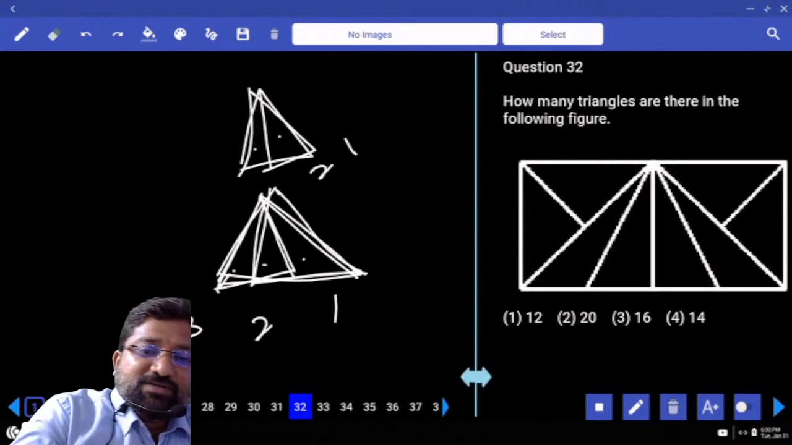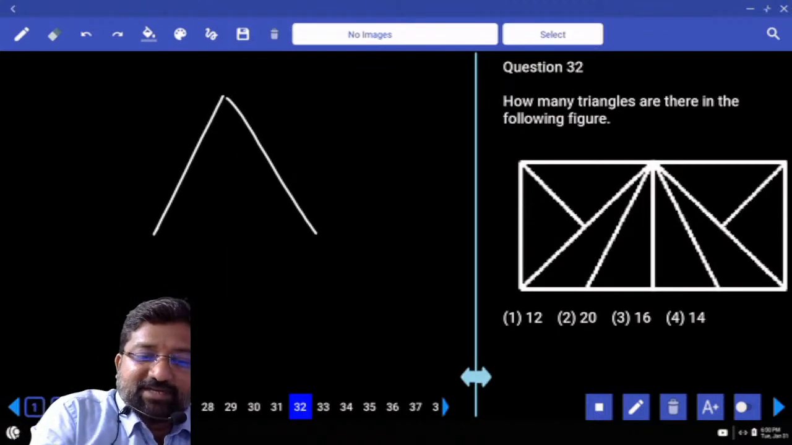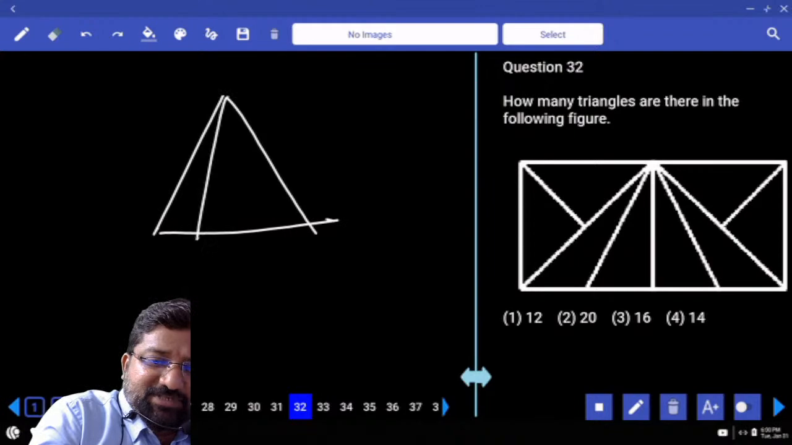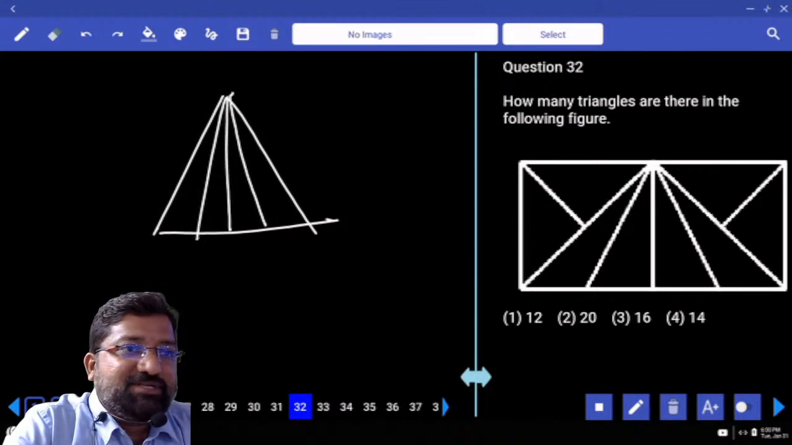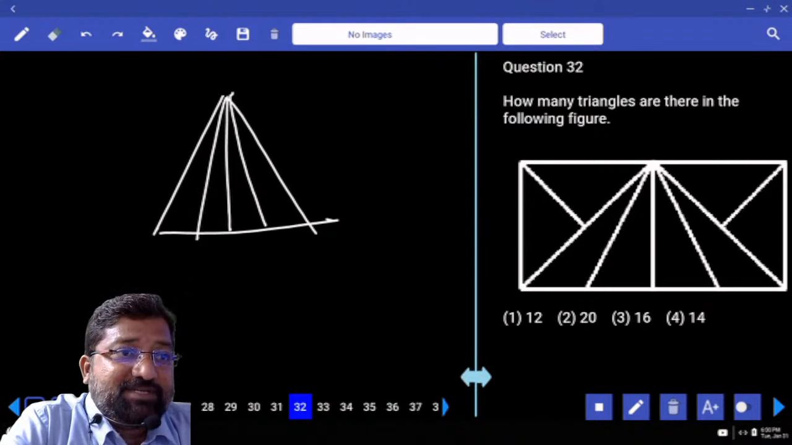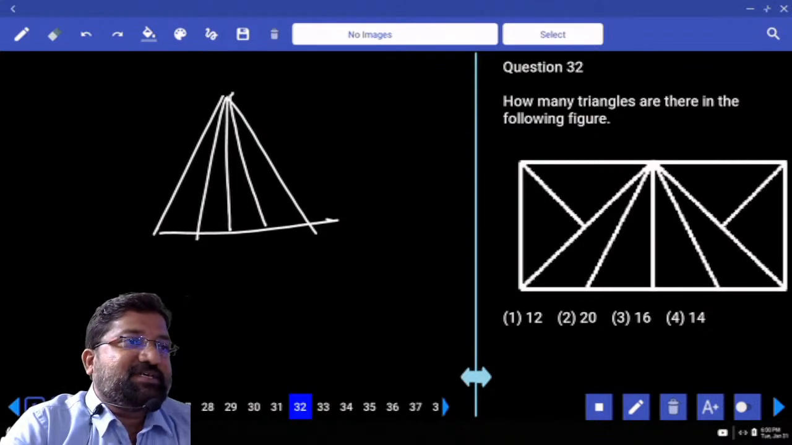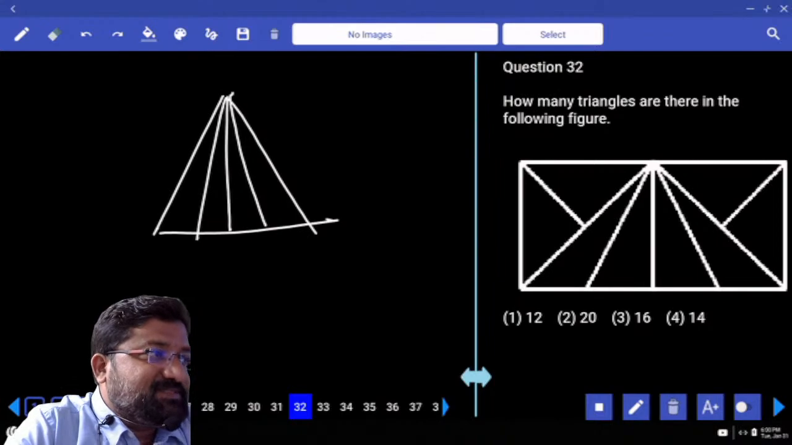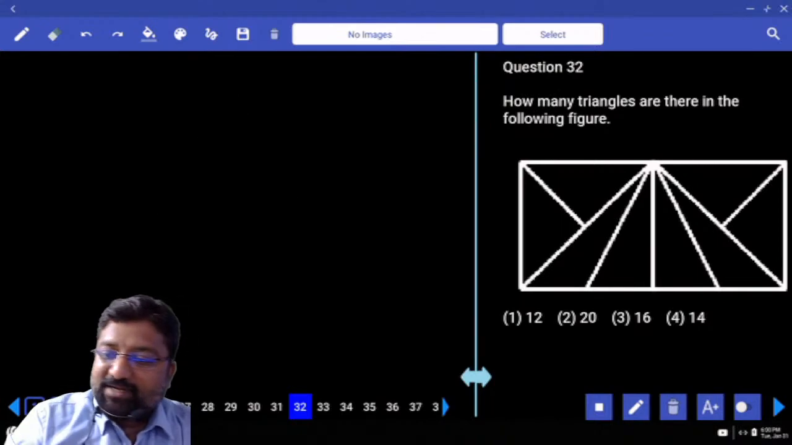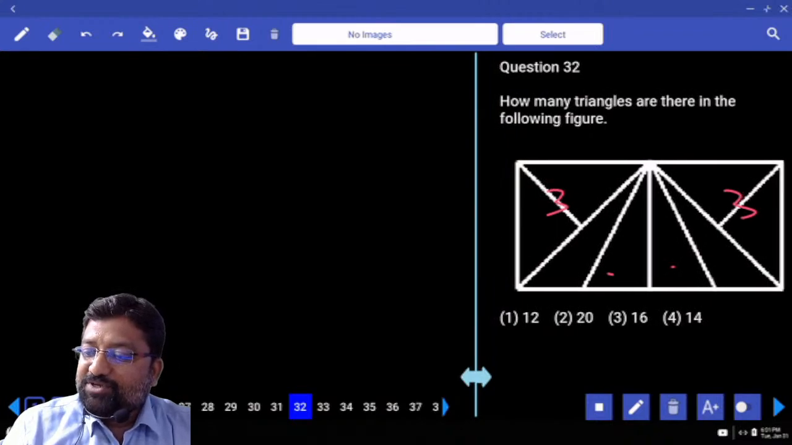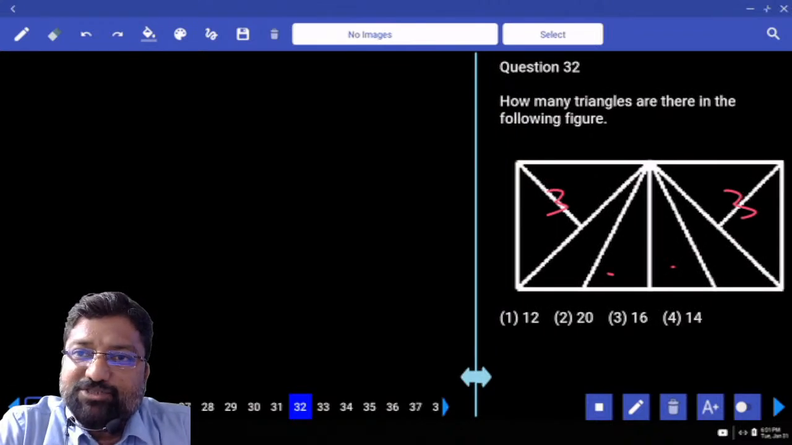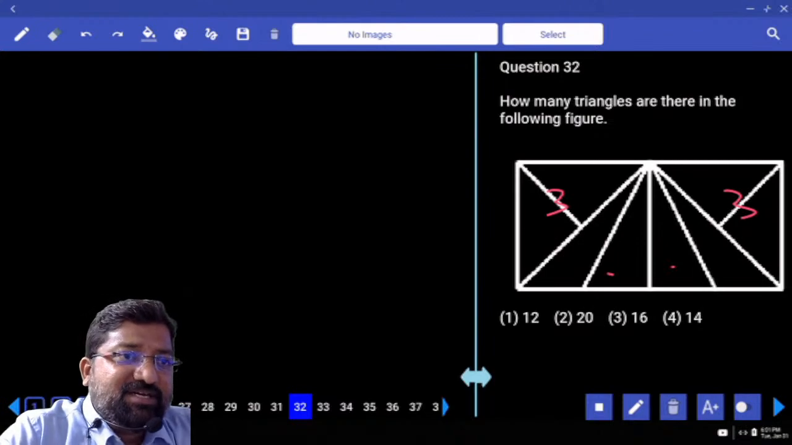Is it understood or not? So similarly, if you find something like this, this is already taught to you, but still I am telling you like this. What will be your answer? 4 plus 3 plus 2 plus 1. And how much is that? 10. Is this clear? So similarly, how many here? 3. How many here? 3. 1, 2, 3, 4. That is 4 plus 3 plus 2 plus 1. How much is that? 10.